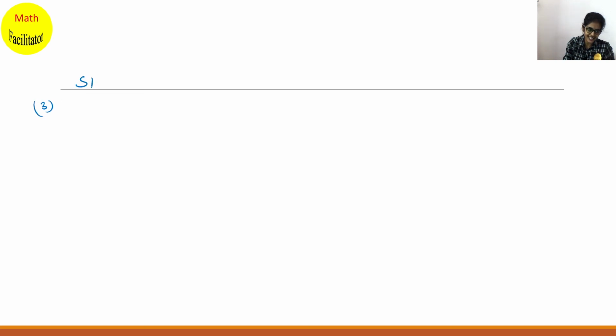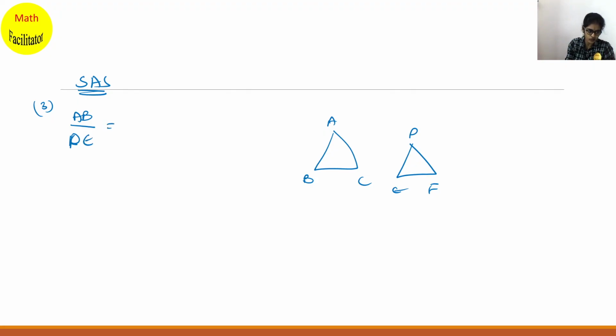Third one is side angle side. So if two sides, say suppose this is ABC, DEF. Let's take two sides, say AB upon DE. This ratio is equal to some other side ratio.